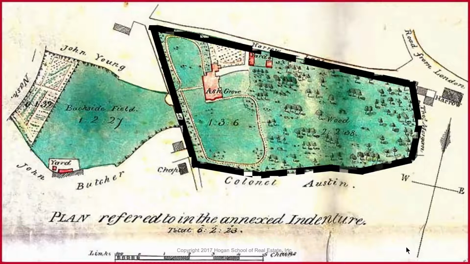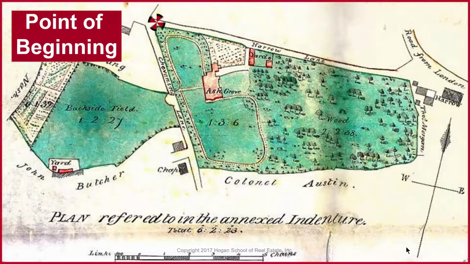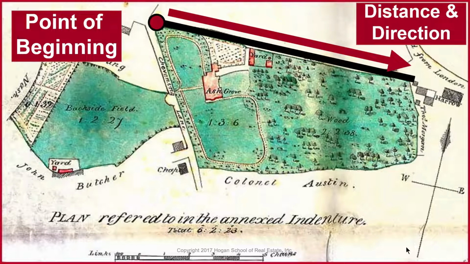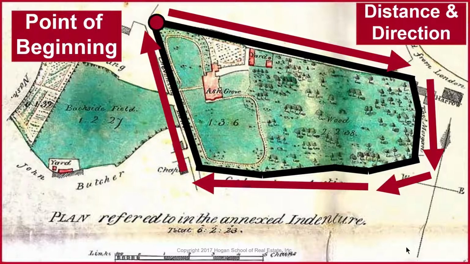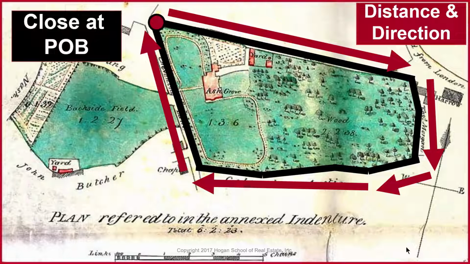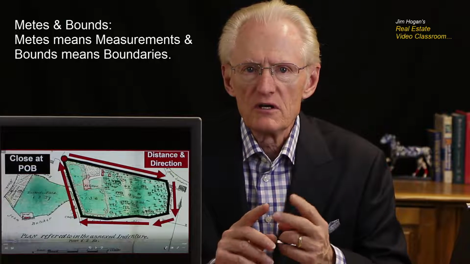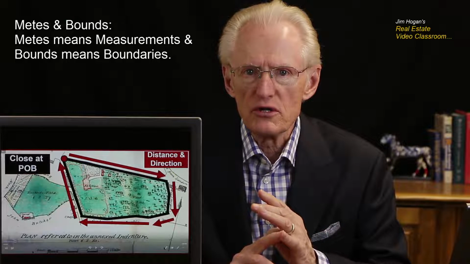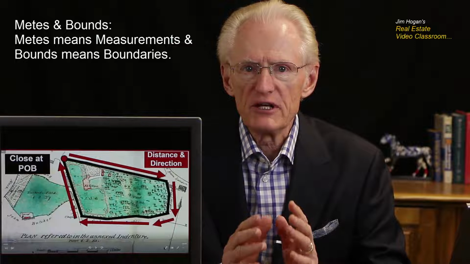So what do we need for a metes and bounds description? We need a point of beginning. We need certain distances and directions as we walk around the property. And then we need to get back to the point of beginning, which is called closure. So that's the basics on a metes and bounds description. Here's what you want to remember: you need a point of beginning, you need distances and directions, and you also need to close. In other words, you've got to go back to the point of beginning.